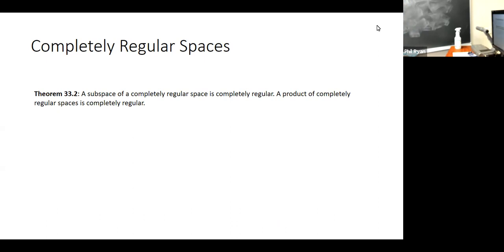But completely regular spaces are really nice, in the sense that a subspace of a completely regular space is completely regular, and a product of completely regular spaces is completely regular, as distinct from normal.